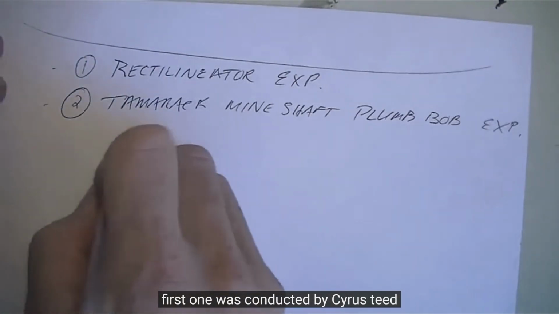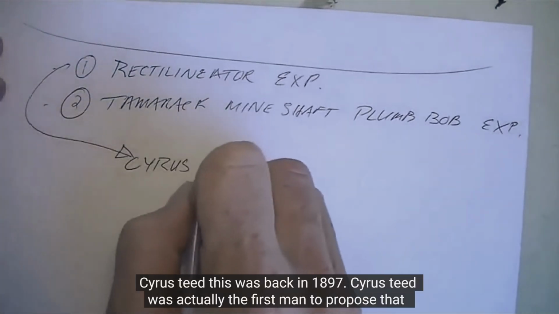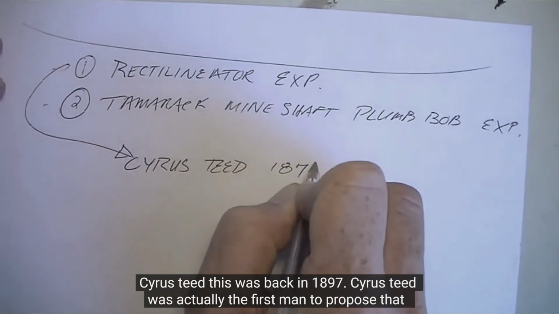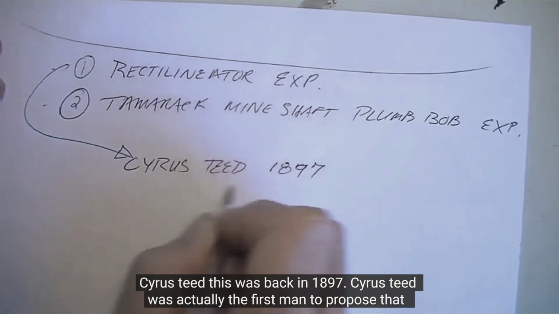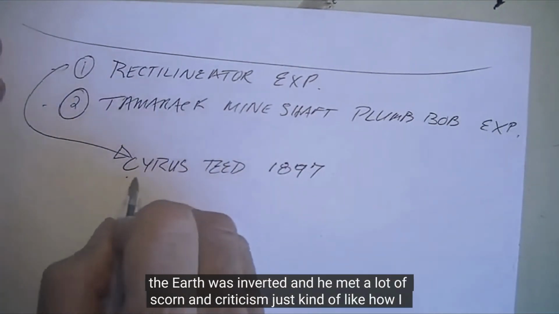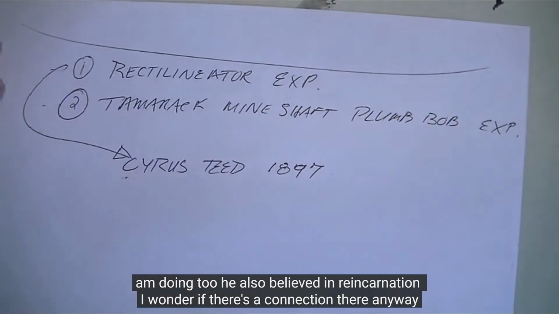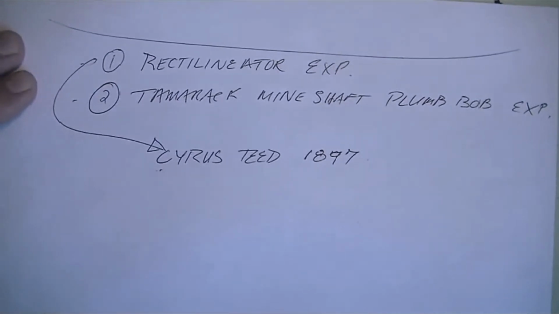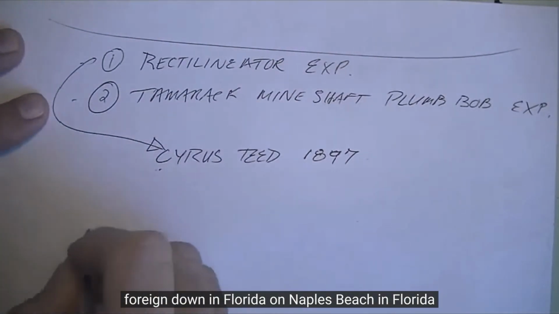The first one was conducted by Cyrus Teed, back in 1897. Cyrus Teed was actually the first man to propose that the Earth was inverted. And he met a lot of scorn and criticism, just kind of like how I am doing too. He also believed in reincarnation. I wonder if there's a connection there. Anyway, he had a commune down in Florida, on Naples Beach.